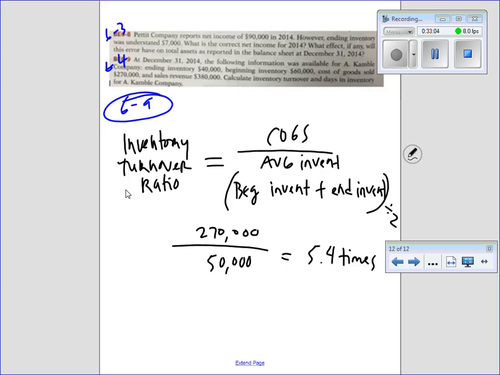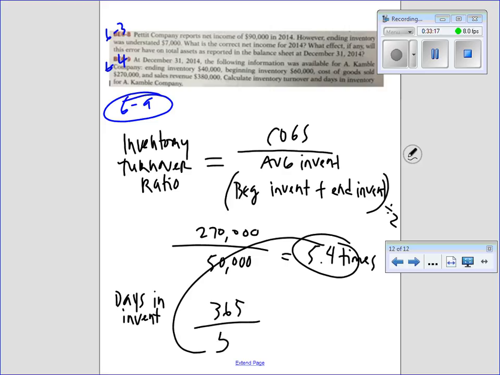Then we're going to run our days in inventory calculation. We're going to take 365 divided by 5.4. How many days, how often are they rolling this thing over? I heard someone start to say it. 67.6. Every 67 days, they're completely revamping inventory.